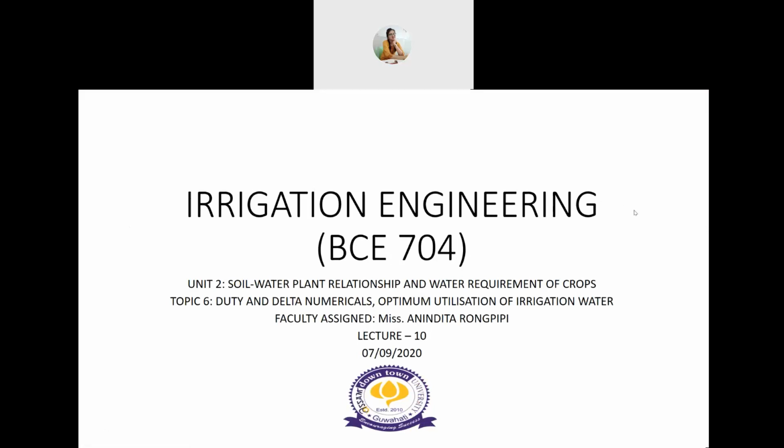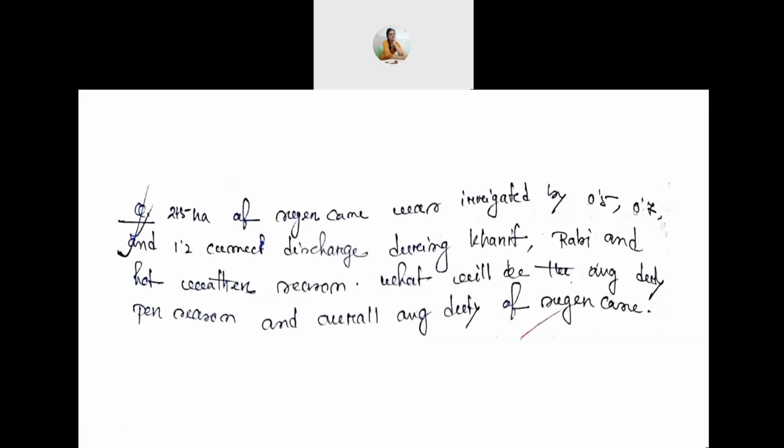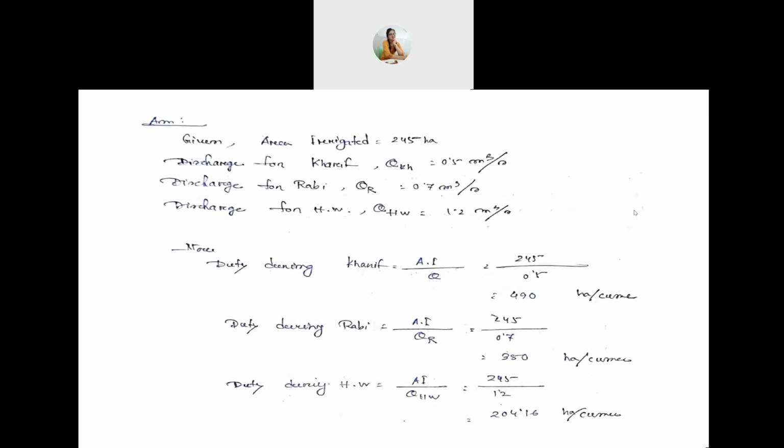Good morning, students. Today we'll start topic number 6, duty and delta numericals and optimum utilization of irrigation water. So in the last class, I gave an assignment regarding this question. So in this class, we'll discuss the answer. So this is the answer.